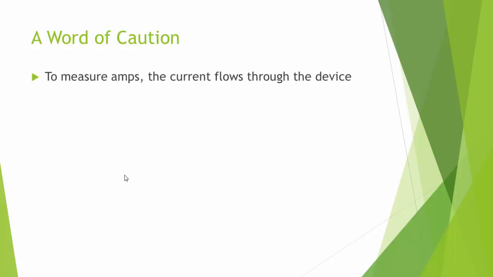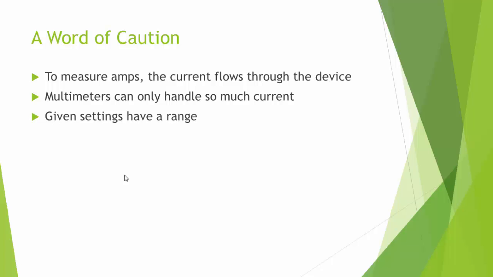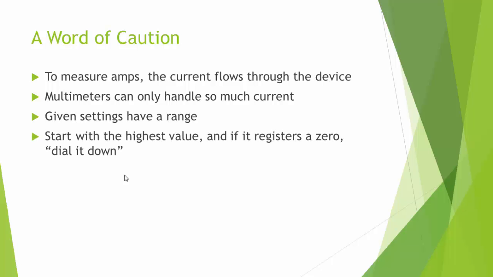Now, ammeters are a little bit tricky to use. As I mentioned, to measure amps, current will flow through the ammeter. And multimeters, like any system, can only handle so much current. And you will see, as we saw in our little cartoon multimeter, that the settings have a range that they can accept. Never exceed that.